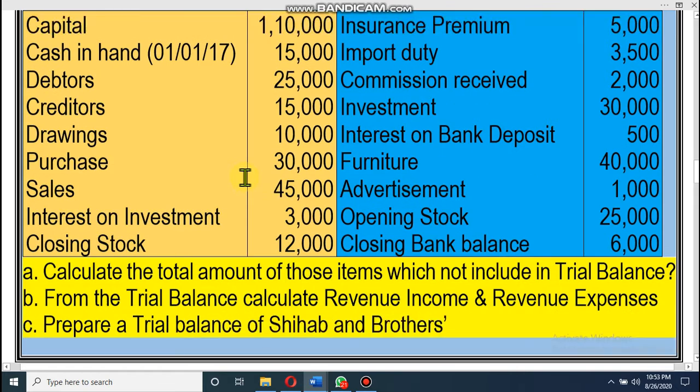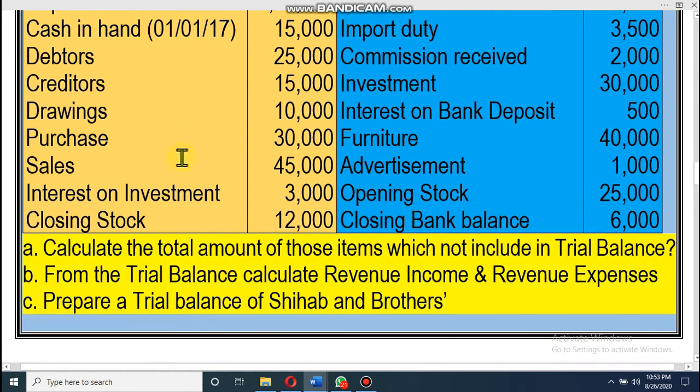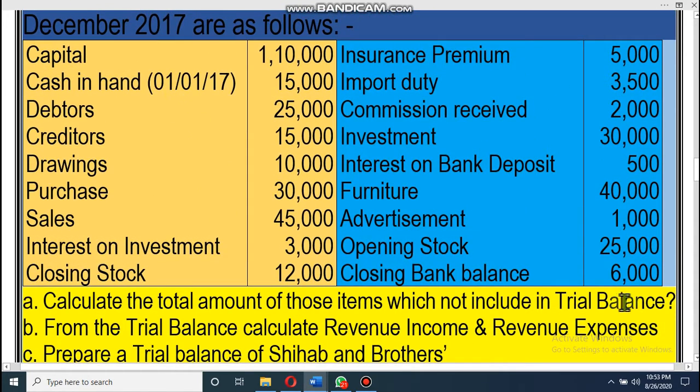Dear student, look at the requirement. There are some ledger balances. You know I have discussed what is trial balance. Trial balance is a list of ledger balances. So these are the ledger balances given. Now we have to prepare a trial balance. Look here, some items will not be recorded in trial balance. We have to find out those items. Then we have to find out the revenue income and revenue expense.